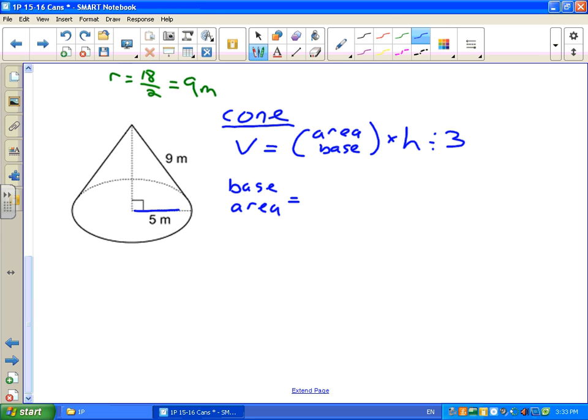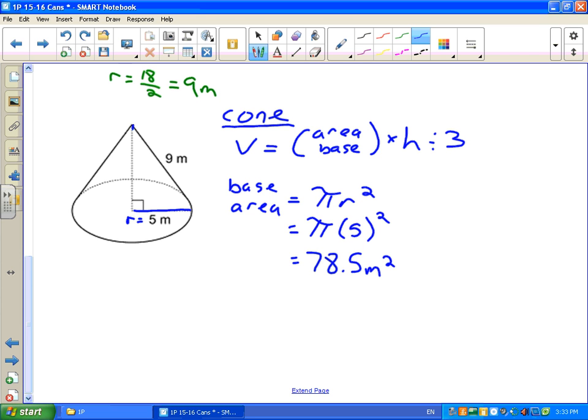Let's see, they give us the radius. We know this is pi r squared. Our radius here is 5 meters. So pi times 5 squared gets us an area of 78.5, and that's going to be meters squared. We want to take the area of that base and multiply it by the height.